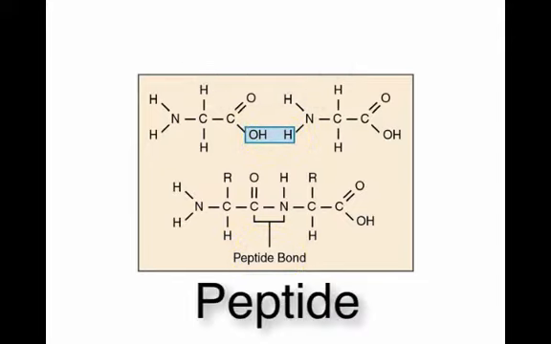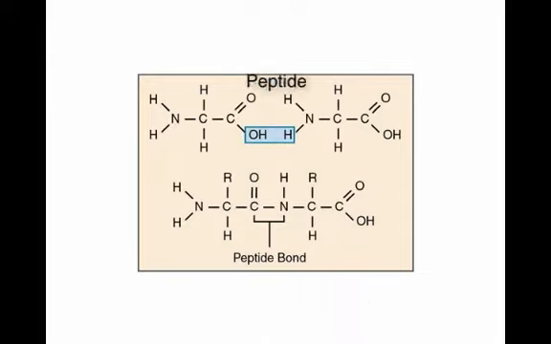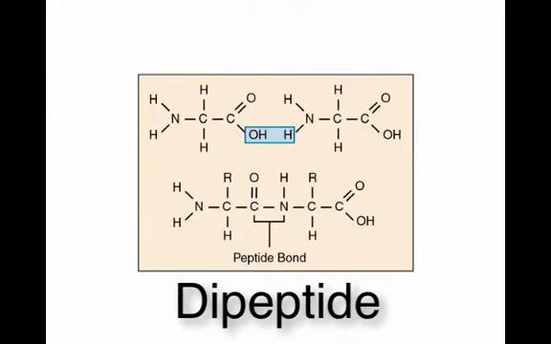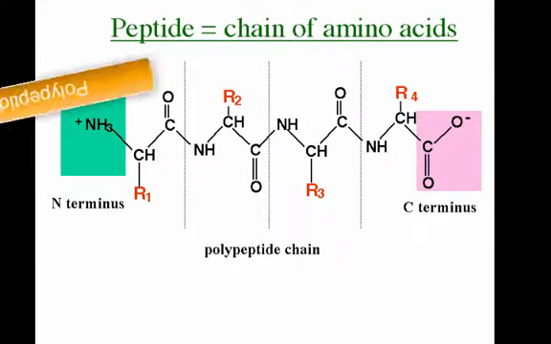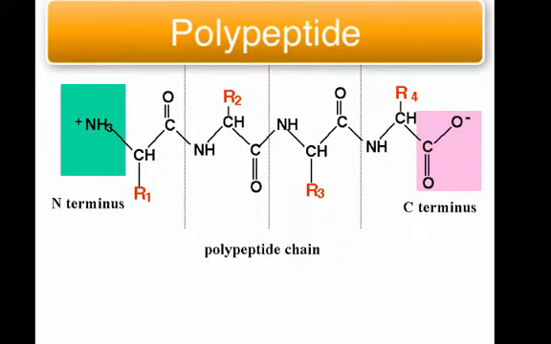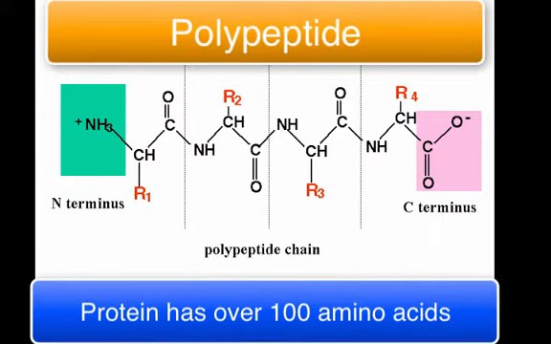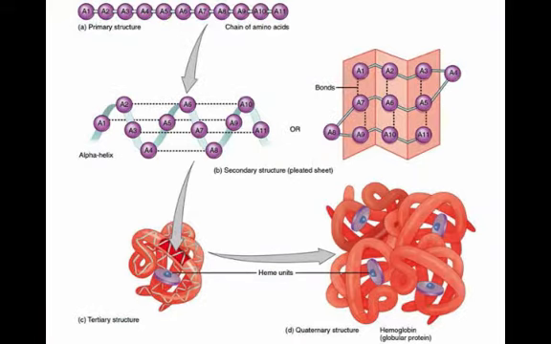The resulting molecule is called a peptide. 2 amino acids linked together are called a dipeptide. More than 2 amino acids linked together is called a polypeptide. A polypeptide with over 100 amino acids is referred to as a protein. Proteins have 4 basic shapes: the primary structure, the secondary structure, the tertiary structure, and the quaternary structure.